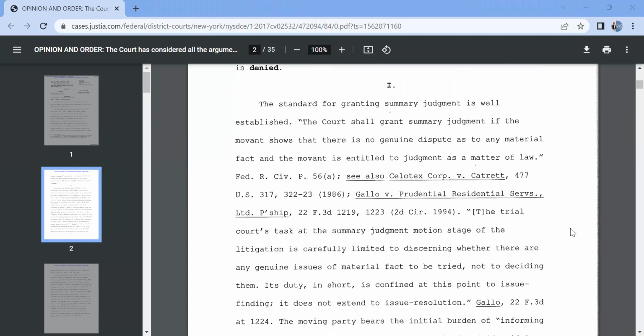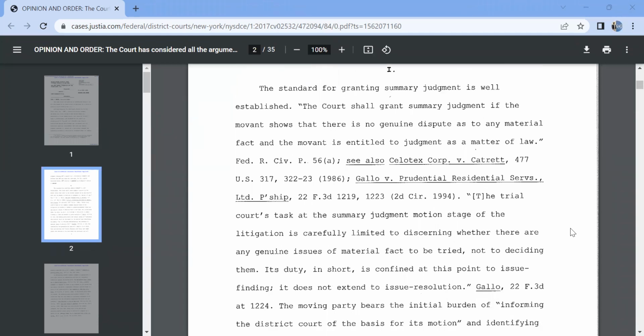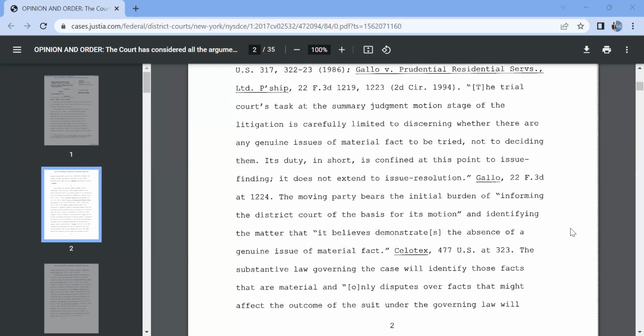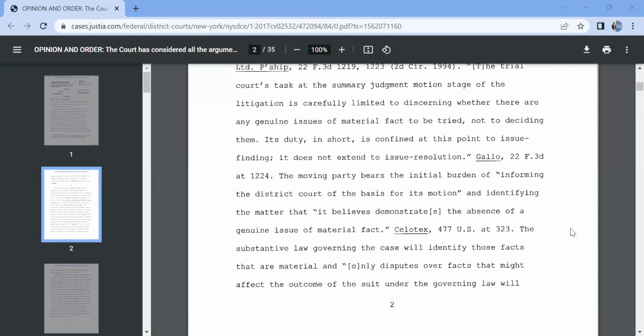The standard for granting summary judgment is well established. The court shall grant summary judgment if the movant shows that there is no genuine dispute as to any material fact, and the movant is entitled to judgment as a matter of law. The trial court's task at the summary judgment stage of litigation is carefully limited to discerning whether there are any genuine issues of material fact to be tried, not to deciding them. Its duty, in short, is confined at this point to issue-finding. It does not extend to issue resolution.